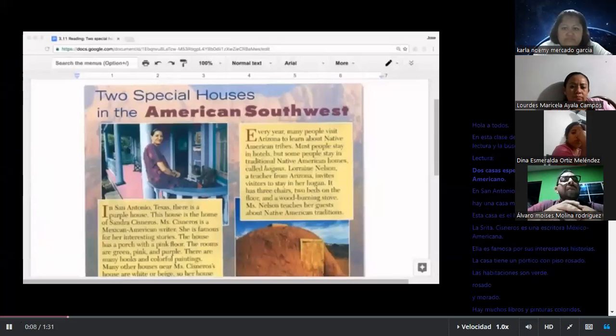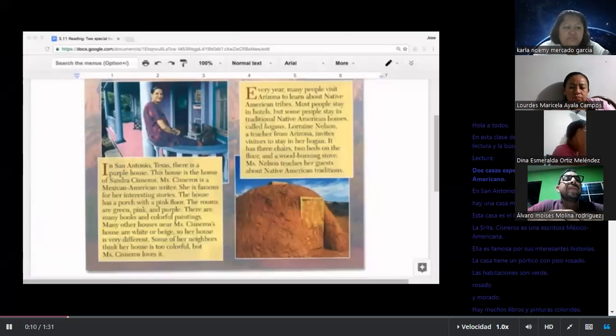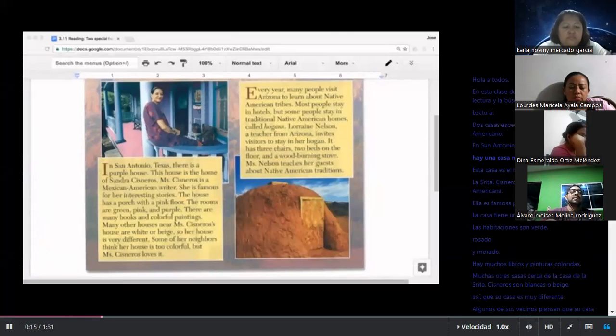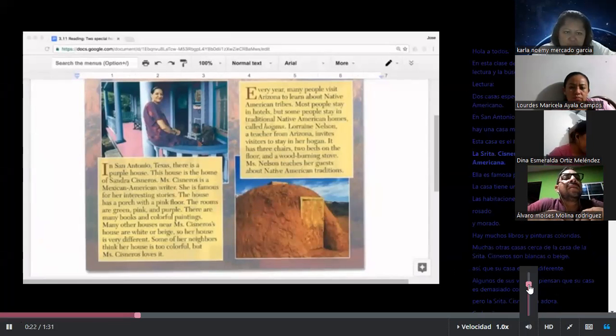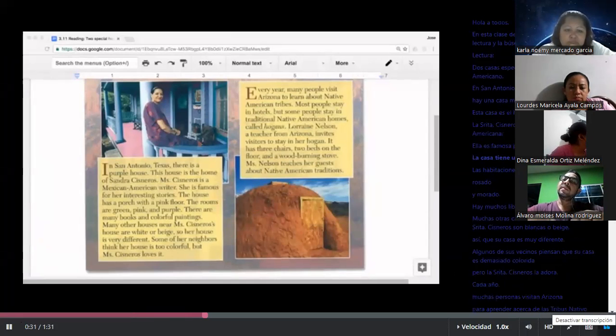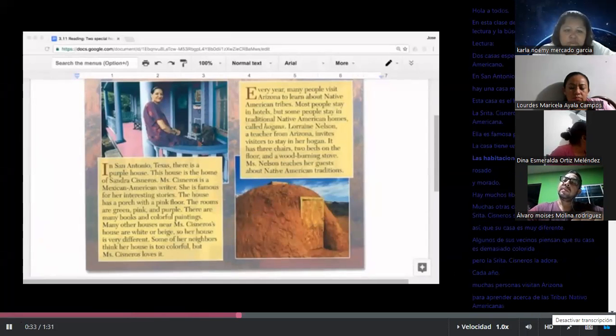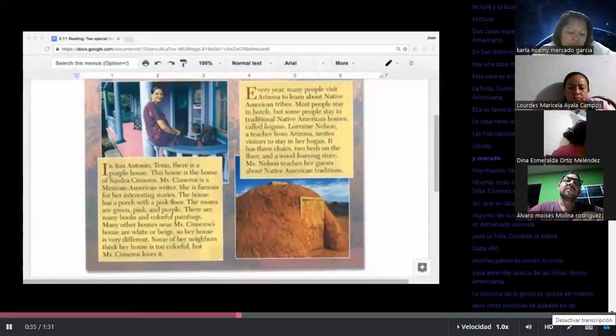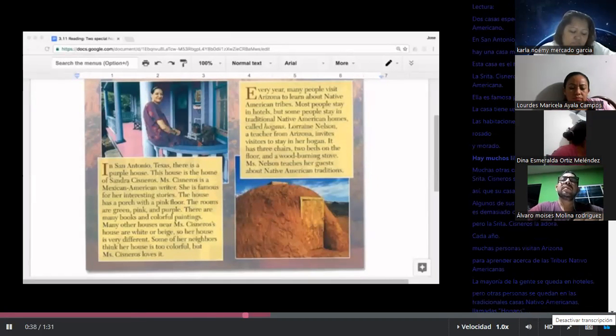Two special houses in the American Southwest. In San Antonio, Texas, there is a purple house. This house is the home of Sandra Cisneros. Ms. Cisneros is a Mexican-American writer. She is famous for her interesting stories. The house has a porch with a pink floor. The rooms are green, pink, and purple. There are many books and colorful paintings.